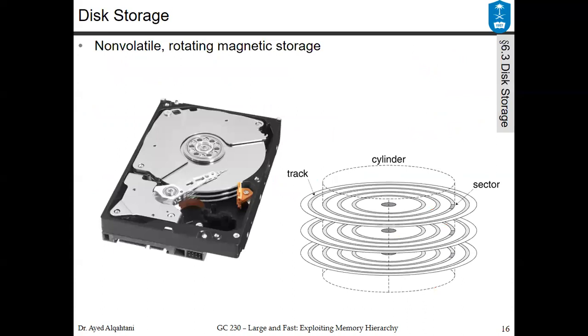Now the disk is also non-volatile, and it is a rotating magnetic storage. If you open a hard drive, you can see that there is a head and there are certain disks. Those disks are actually organized in a cylinder where you have in each one of them a disk, and then in the disk you have tracks and you have sectors. So each track is broken down into sectors.